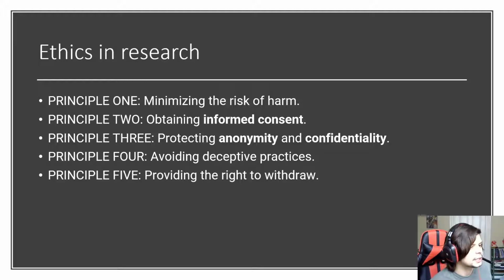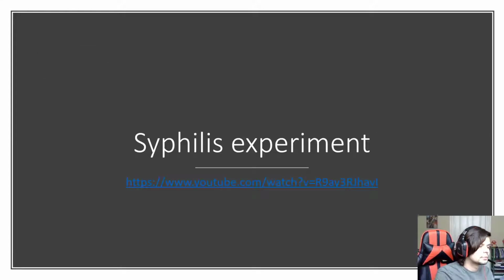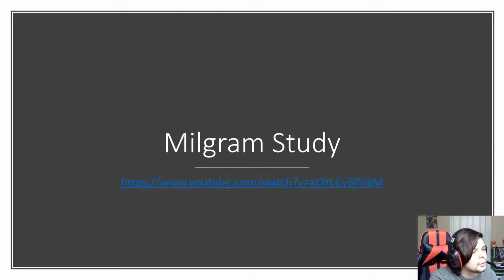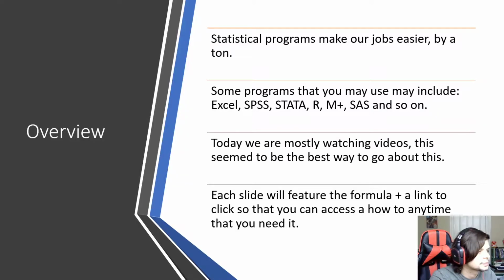Principle 3 is protecting anonymity and confidentiality. Principle 4 is avoiding deceptive practices. And Principle 5 is providing the right to withdraw. Now, as part of your homework, I want you to watch the syphilis experiment, and I want you to watch the Milgram study. There will be questions on this later, so make sure you watch this.